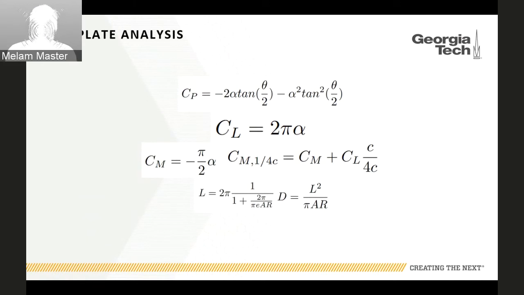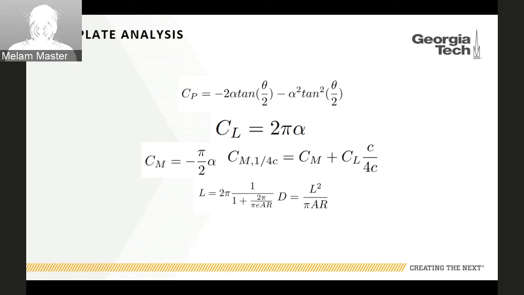When you integrate that and get the total coefficient of lift, it's 2 pi alpha, which we know from infinite flat plate theory is the coefficient of lift of a wing. Then when you calculate the coefficient of pitching moment, you get negative pi over 2 alpha. When you plug that into the equation for the coefficient of pitching moment about the quarter chord, and you plug in the coefficient of lift, you get 0, because in flat plate theory the coefficient of pitching moment about the quarter chord is 0.